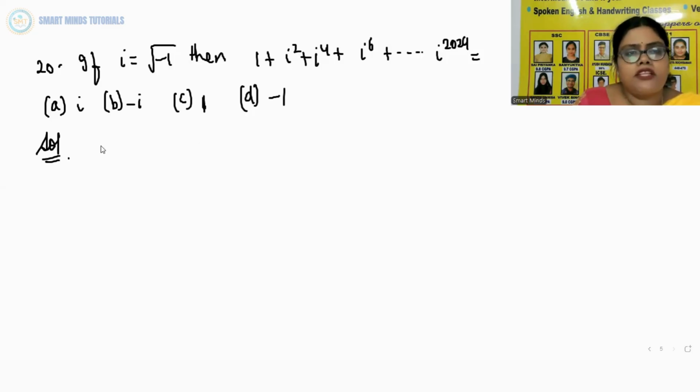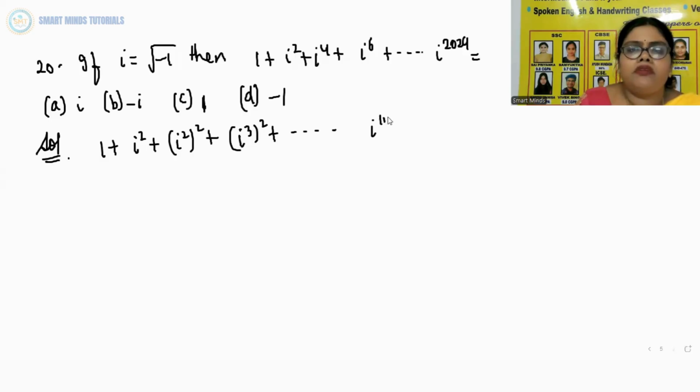So let us take the given expression: 1 plus i square plus i power 4. We can write i power 4 as i square whole square, i power 6 as i cube whole square, plus so on up to i power 1012 as i square whole power 1012. Or we can interchange this, like we can write i square whole cube plus i square whole power 1012. So 1 plus i square is minus 1, then i square whole square is plus 1, then i square cube is minus 1.